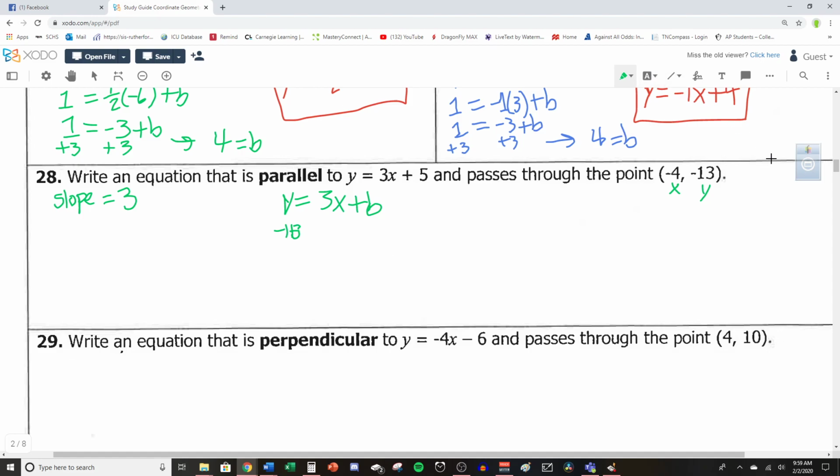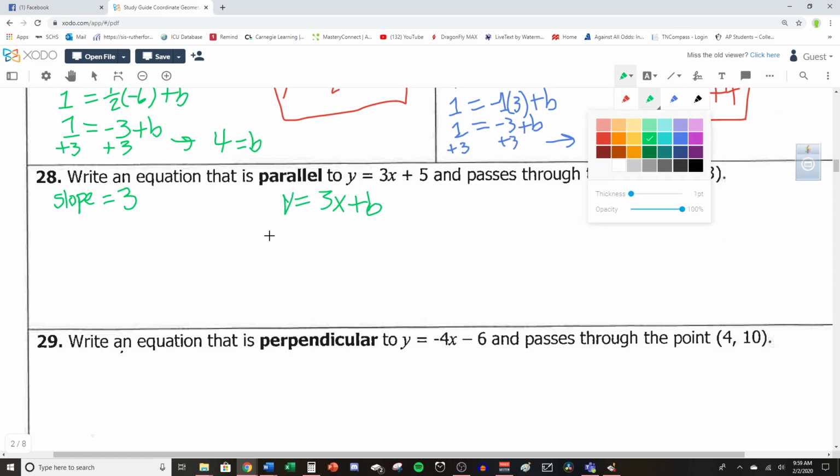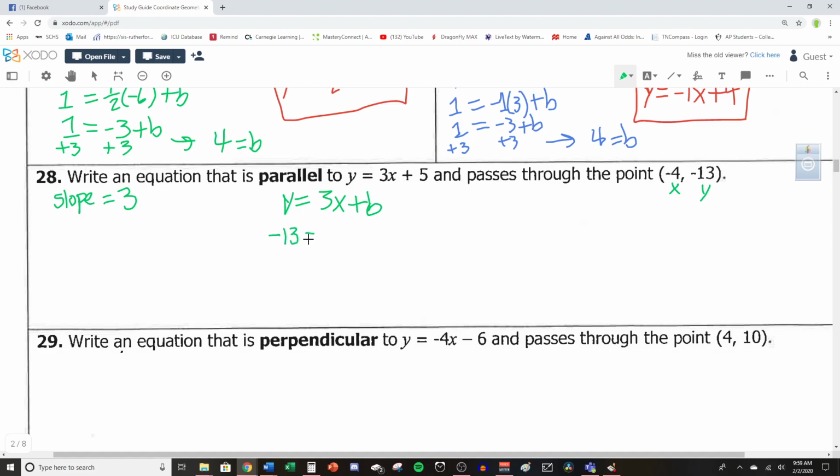I wish this had an eraser. Where is that? Let me start over. All right, negative 13 is equal to 3x plus, not 3x.